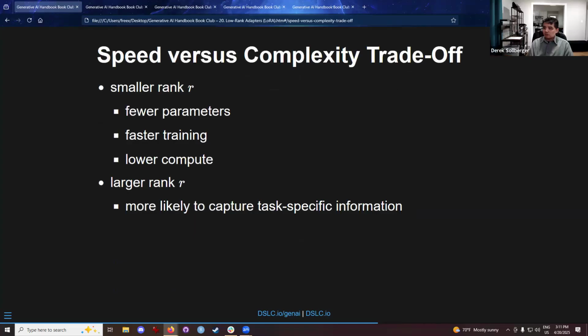So with a smaller rank of R, we of course are hoping for fewer parameters, faster training, and lower compute. But we have to acknowledge that unlike the larger rank of R, we're not going to be able to capture maybe all the information, especially if we're using neural networks to try to ascertain task-specific information in the first place.